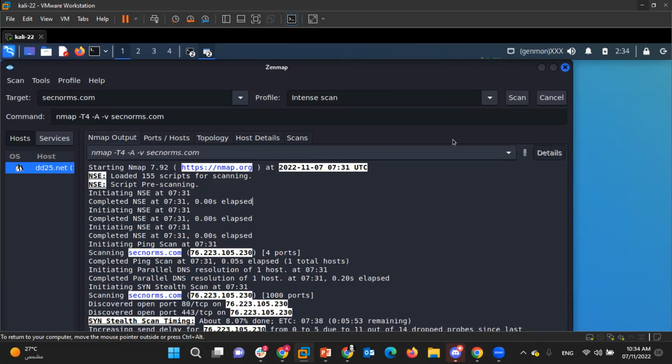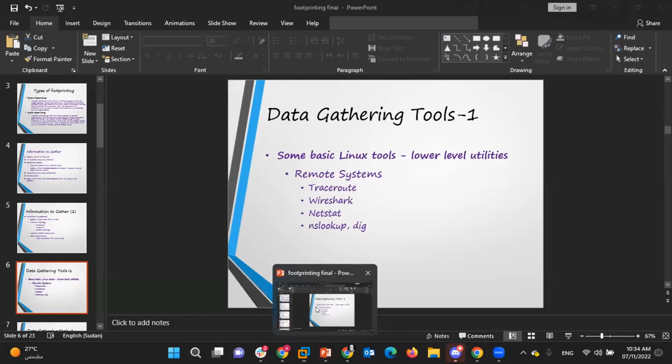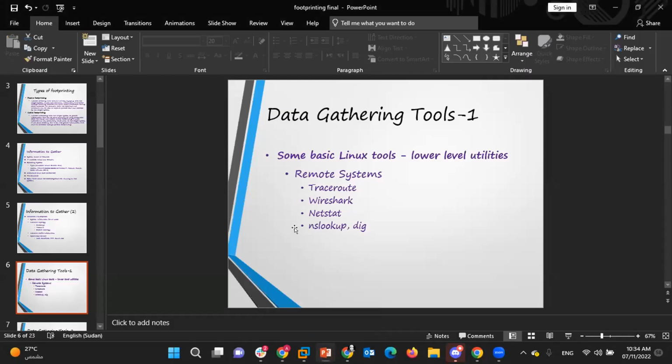Okay, we have a different type of scan. It is a scan for email. They have many tools online. You can use them to scan an email.